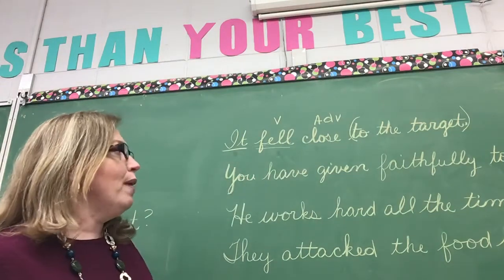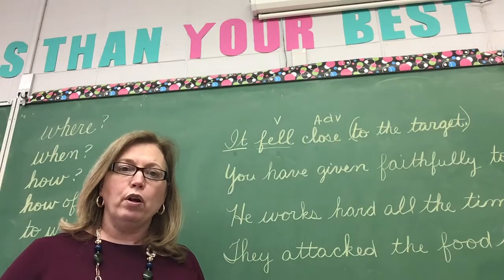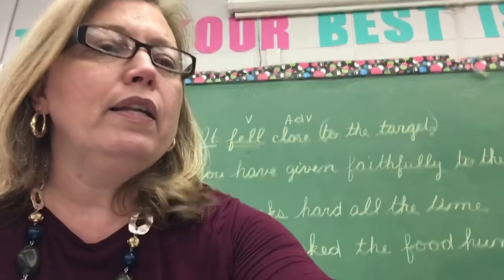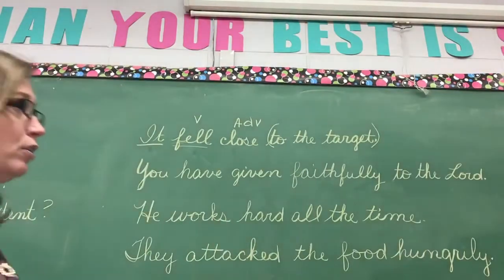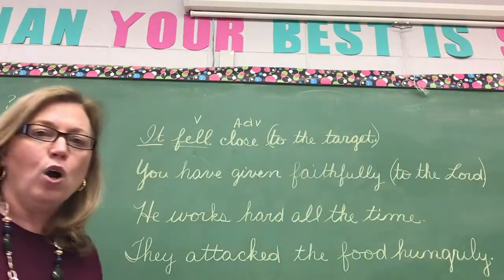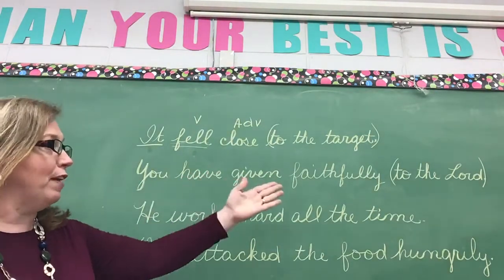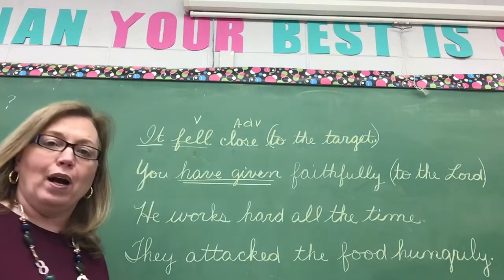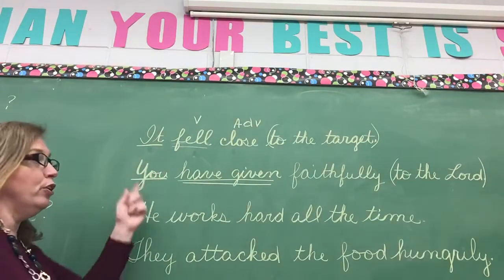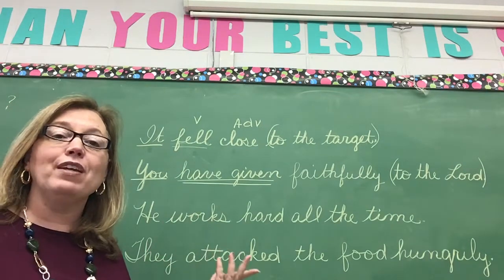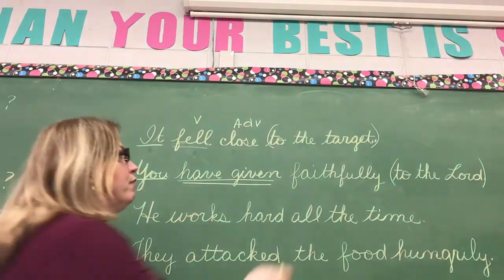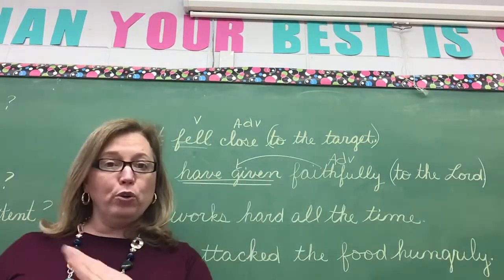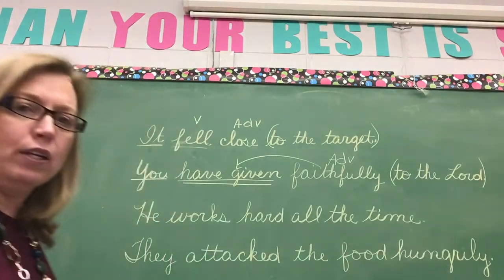Now, look at the next one. You have given faithfully to the Lord. You can't quite see that last little bit of the sentence. I'll see if I can move it over enough where you can. All right. What's the prepositional phrase? Well, it's to the Lord. Now, what is the verb? You have given faithfully. Okay, because we know to the Lord is a preposition. Have given. Okay, who or what have given? That's right, you. You have given. Okay, you have given how? How did you give? You gave faithfully. So faithfully is an adverb describing how you gave. Look at the next sentence.